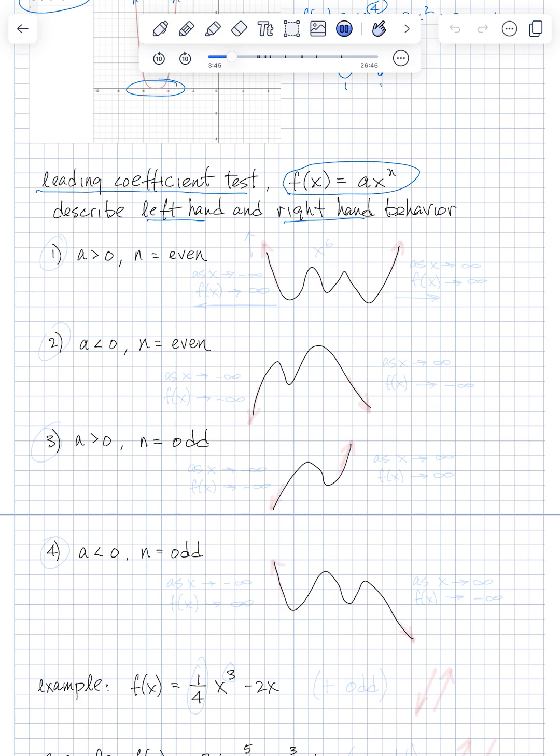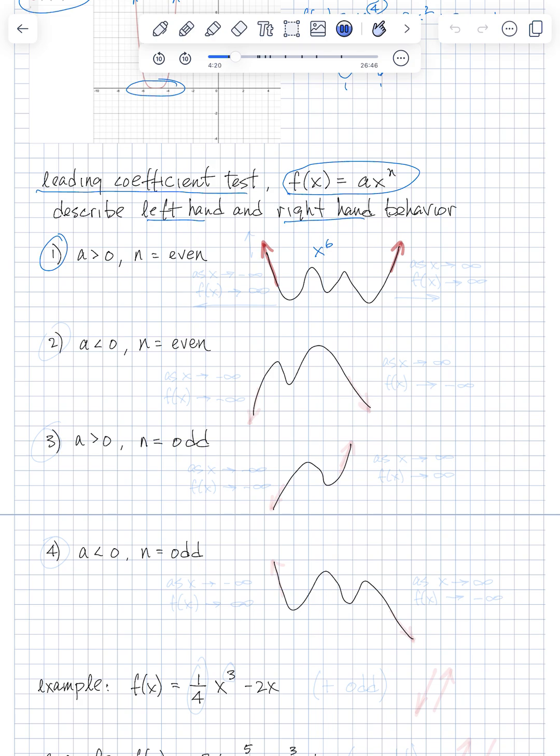So let's take our first case. a is greater than 0, n is even. What we can see is it's going up on the left and it's going up on the right. It doesn't matter what's going on in between. We know that there are 1, 2, 3, 4, 5 turning points, so this is going to be an x to the 6th equation. But we want to describe what's going on.